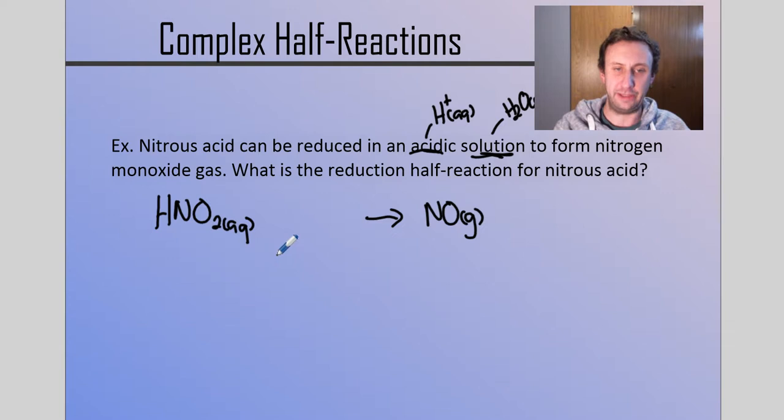So I have HNO2 aqueous and NO gas. So I'm going to start by balancing not H and not O, which would be the N. That is the only other element I have. I have one N here and I have one N over here. So right now N is good. We've got N all set up. I don't need any coefficients for that.